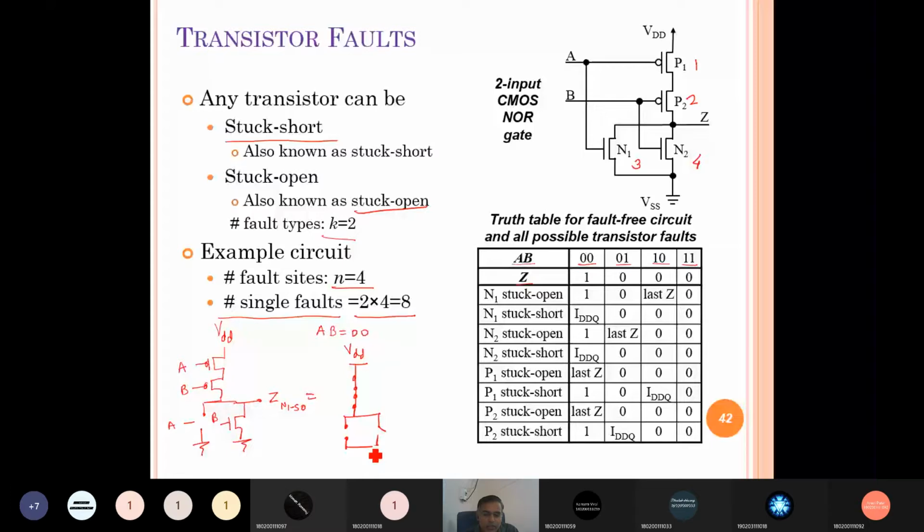So we'll get these types of equivalent circuit. What is the output? It is 1, right? Now let's give the input 0, 1. So input A is equal to 0 and B is equal to 1. So this is open and this is short, so it will make the output equal to 0.